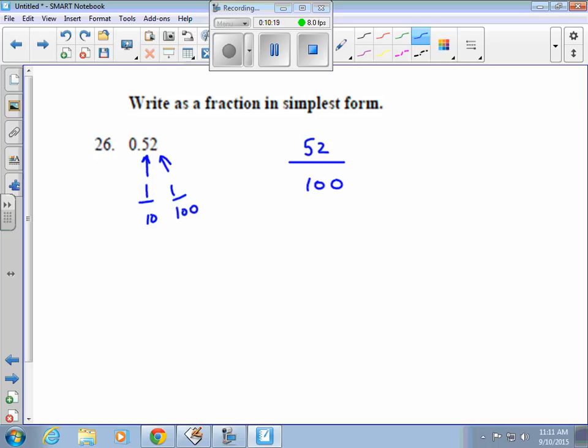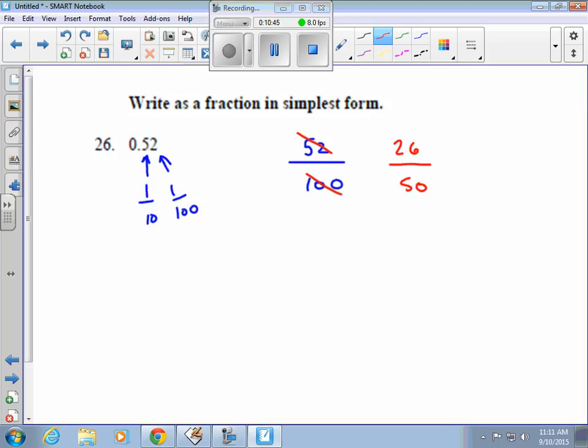We might not know the largest factor 52 and 100 share, but we can look at it quickly and determine that they're both even, which means the number 2 goes into both of them. 2 goes into 52, when we know 2 goes into 50 25 times, so it goes into 52 26 times. And 2 goes into the number 100 50 times. So now we're just dealing with smaller numbers.